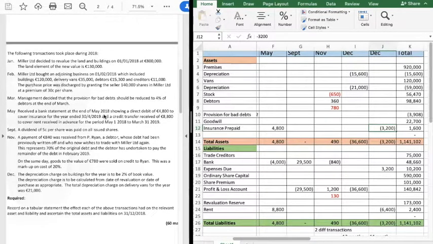So insurance prepaid, we go back up here and we need to be really, really careful of the dates. Direct debit of 4,800 to cover insurance for the year ended 30th of the 4th 2019. So what are we actually looking at here? We got it in May. If it was for the year ended the 30th of the 4th, that means that May was included in this. It was a year. So that 4,800 divided by 12 and multiplied by the amount of months used. May, June, July, August, September, October, November, December. 8 months used. So 4,800 divided by 12 multiplied by 8 gives us our 3,200.